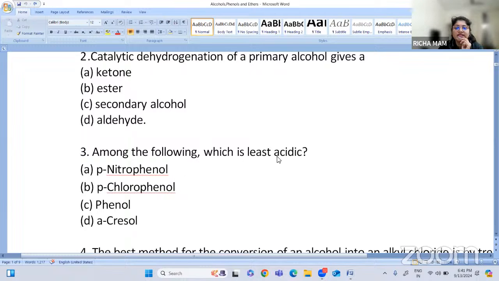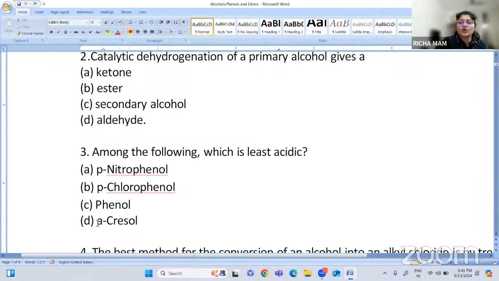Among the following, which is least acidic? A. Paranitrophenol. B. Parachlorophenol. C. Phenol. And D. Orthocresol.